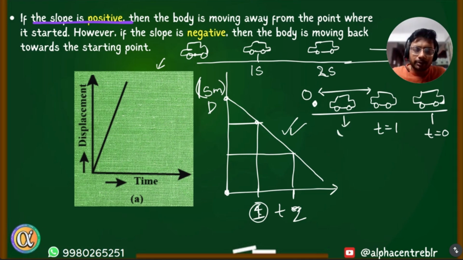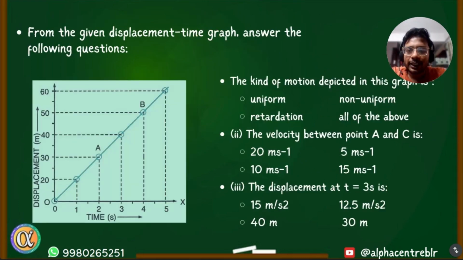Okay, I hope I am able to clearly convey what I intend to say. Is this clear? Do you understand the difference between the two graphs, all of you? When the graph is going up, it means the car's displacement is increasing with time, means the car is going far away. And when the graph is coming down, it means displacement is decreasing with time, means with time the car is coming closer.